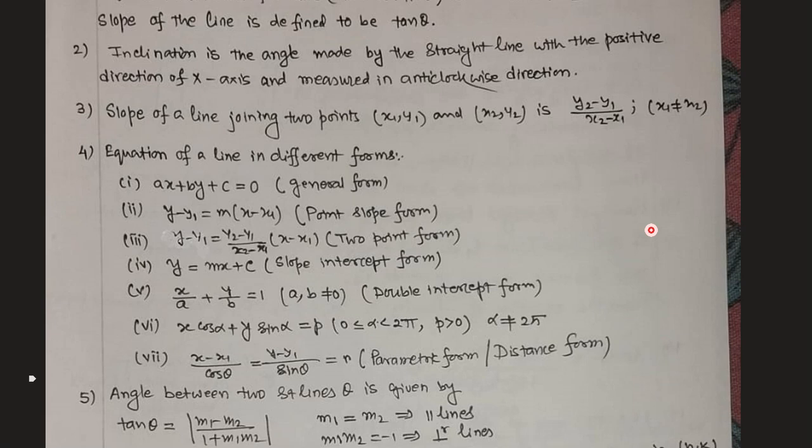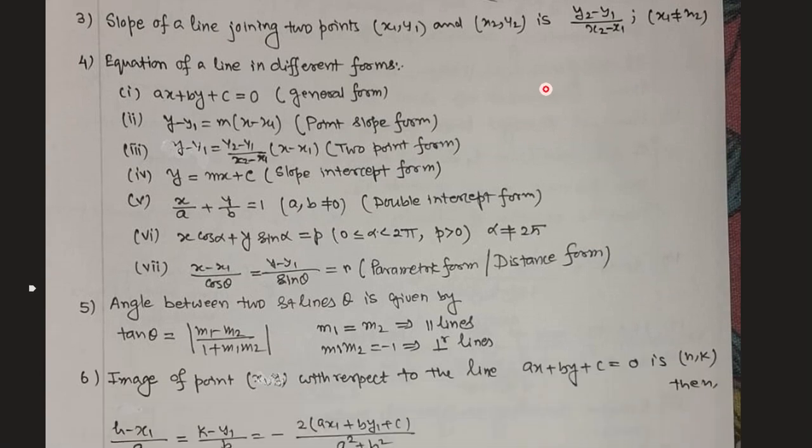So if you know both the intercepts, that is the x intercept and y intercept, then you can write x by x intercept plus y by y intercept is equal to 1. This is known as the double intercept form.